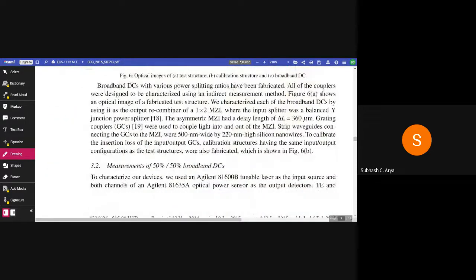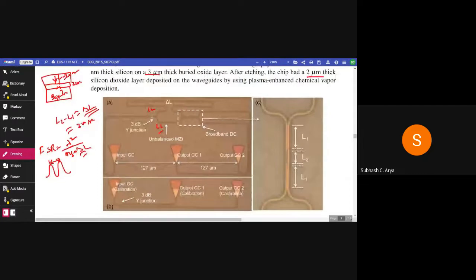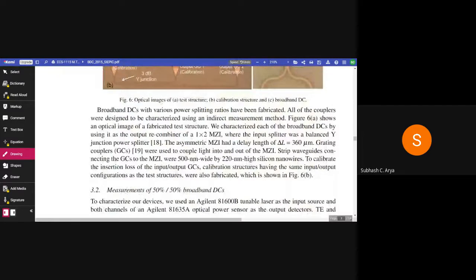Now, the input splitter was a balanced Y junction power splitter. So you can see here, this is the Y splitter, and this is the broadband directional coupler structure. The asymmetric MZI has a delay length of delta L equal to 360 micrometer.